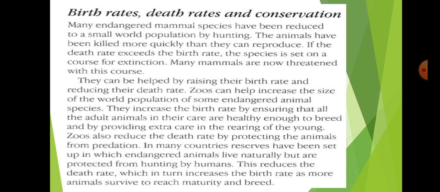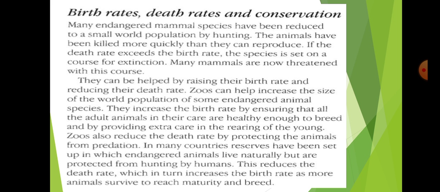Birth rates, death rates, and conservation. Many endangered mammal species have been reduced to a small world population by hunting. The animals have been killed more quickly than they can reproduce. If the death rate exceeds the birth rate, the species is set on a course of extinction. Many mammals are now threatened with this course. They can be helped by raising their birth rate and reducing their death rate.